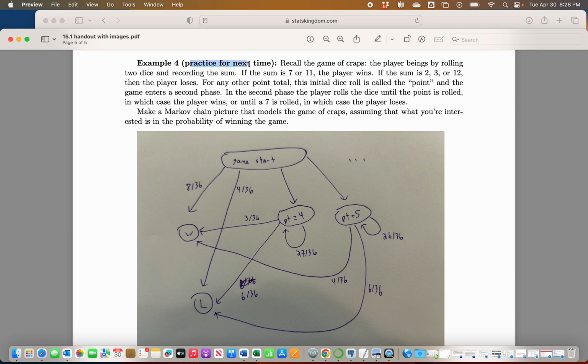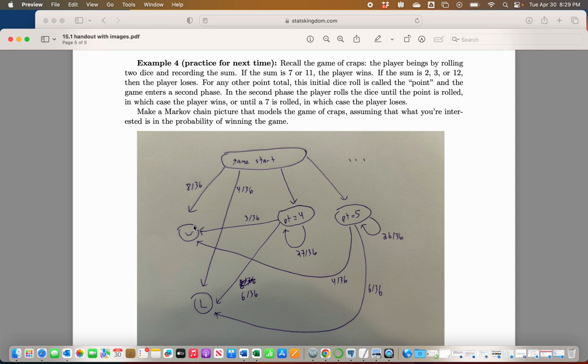This says practice for next time because next time we're going to talk about what are called absorbing Markov chains. And notice here, there are these kind of terminal states, win or loss. And here the question we're interested in is, what's the probability I make it to the state W? There are lots of ways to get there, like I could get it straight off, but I could roll a 4 and then not roll a 4 or a 7 for a long time and then eventually make it over to win. There are infinitely many ways to start here and then get to W.